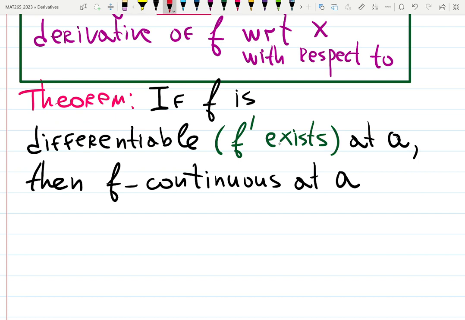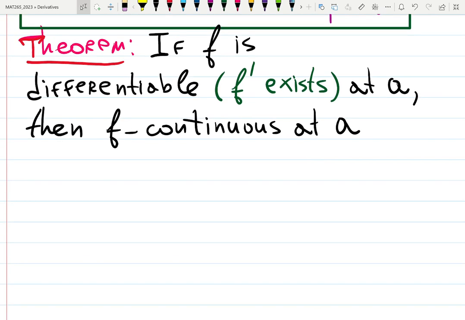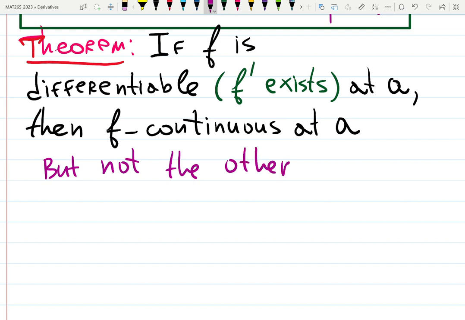So differentiability is a stronger concept. That's how we say it. It's a stronger concept than continuity. If f prime exists at a, f is continuous at a. There's no gaps, there's no holes. But not the other way around. There are many cool examples when the function is continuous, but it doesn't have a derivative.